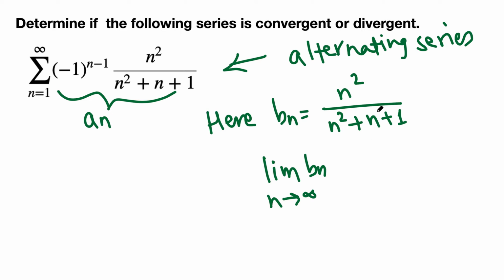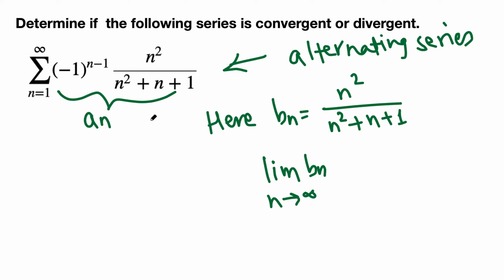But then if these terms are not going to 0, then -1 raised to n minus 1, that is just plus minus. The limit of the whole thing is not going to go to 0. That means the series diverges by the test for divergence. Okay, when these terms do not approach 0 as n goes to infinity, then the series diverges.